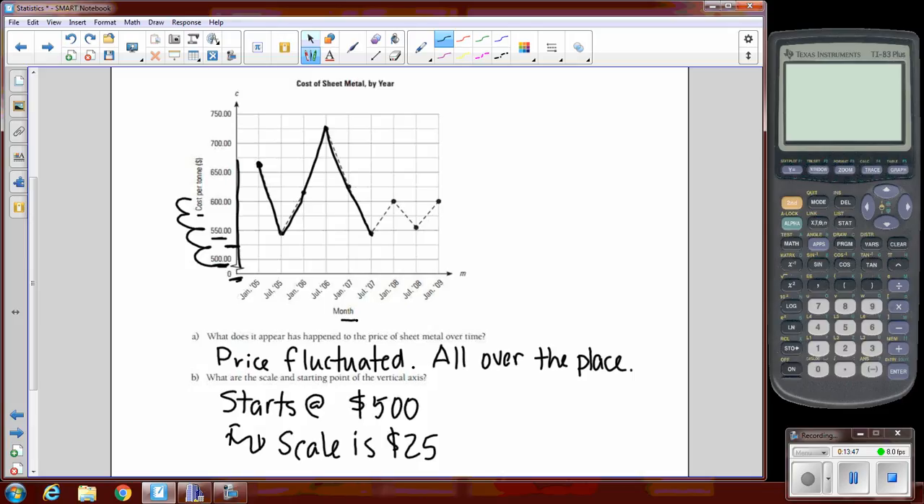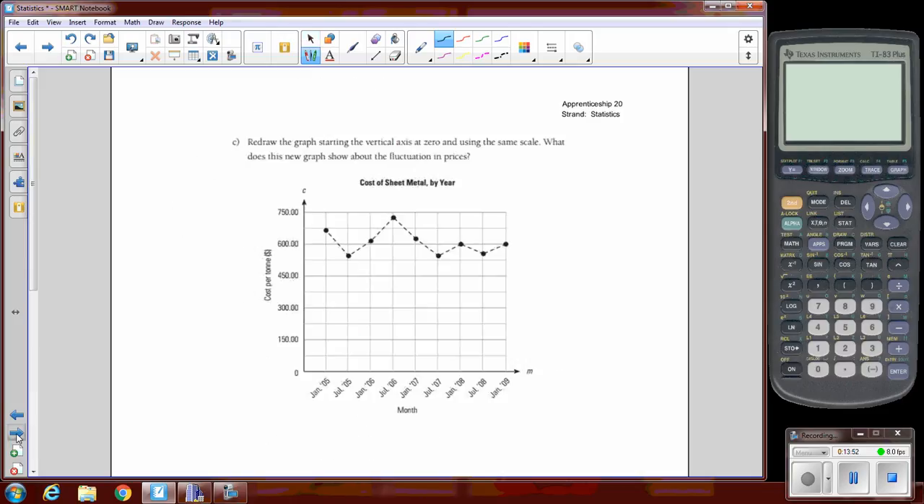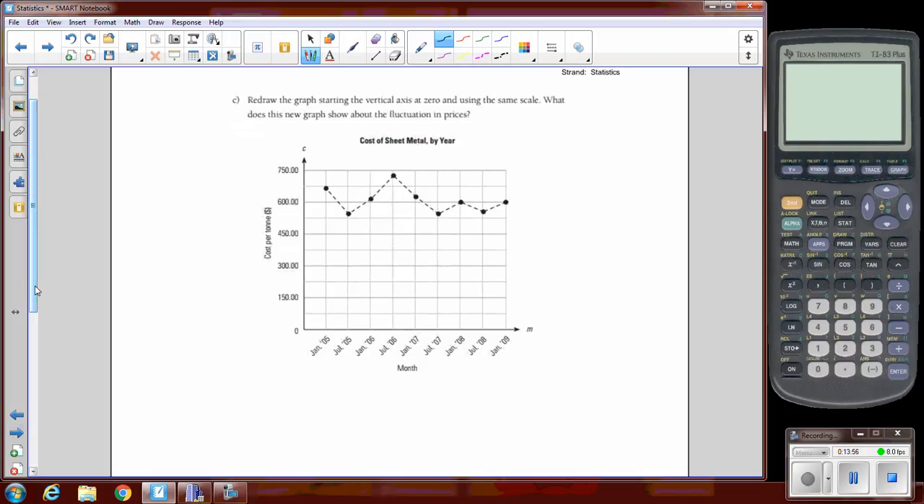Now we're going to compare this, the exact same information, on another graph, which is right here. This graph has been redrawn, and we start now at 0 for our prices. And instead of going up by 25, we're going up by 75 each time. This is the exact same information. Now that we changed our scale on this vertical axis starting at 0, what does this new graph show about these fluctuations in prices? What does it actually show us?